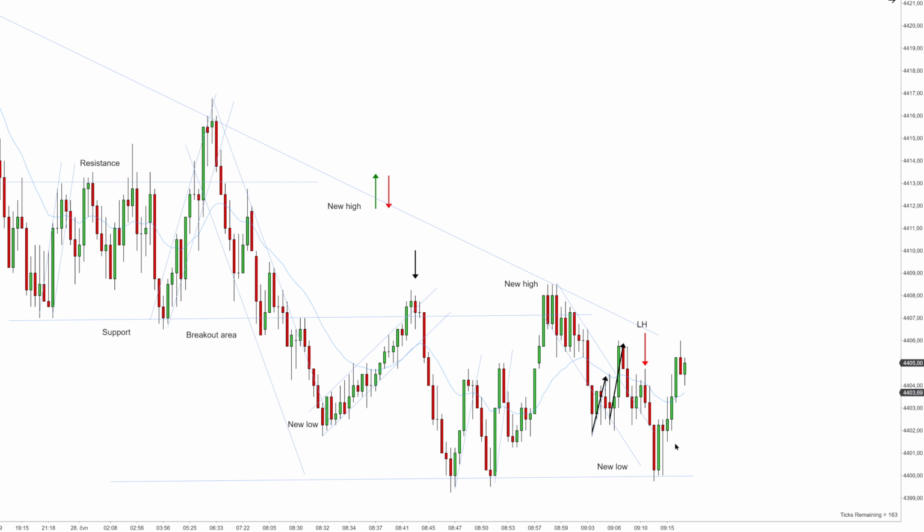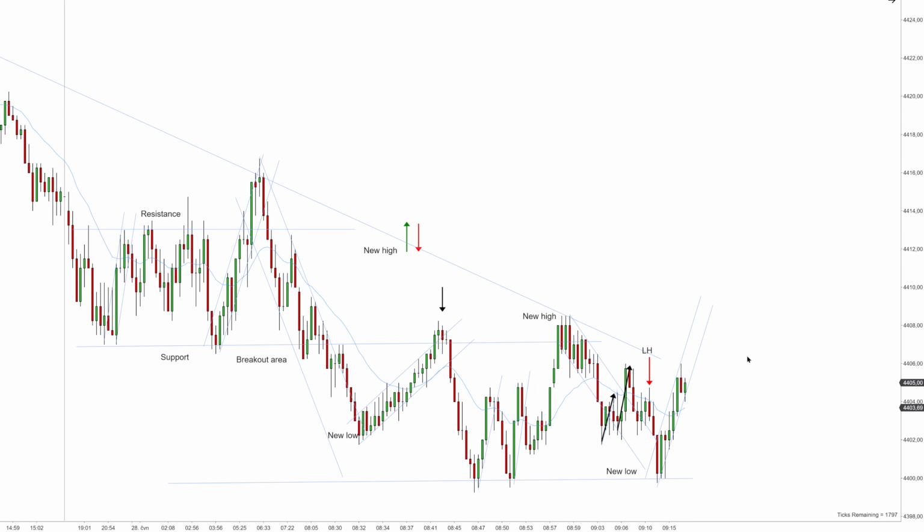Okay, so what I'm going to do, I'm going to redraw the short and downtrend. Now you can see that the structure is still very range-like. It's not much of a downtrend. It's a very, very weak downtrend.